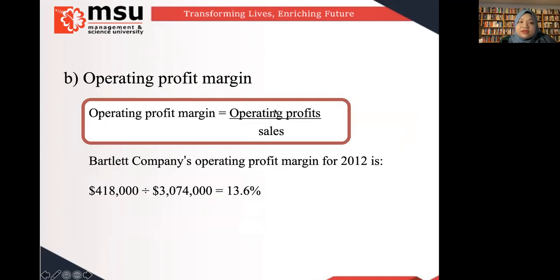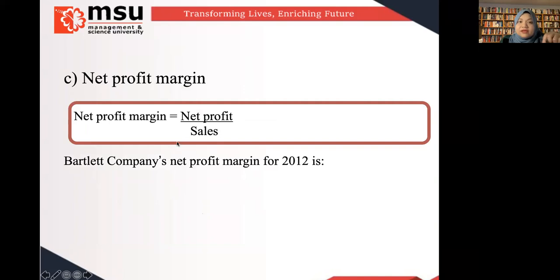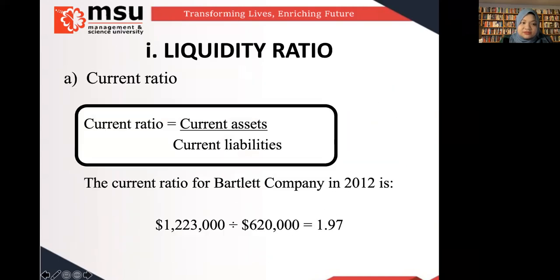Next is operating profit. Operating profit is the profit after you minus cost of goods sold and operating expenses. Just now, we discussed that it is earnings before interest and tax, so it is the same thing. So operating profit divided by sales, and you will get the answer in percentage. And the last one is net profit margin. Net profit divided by sales. Net profit is here.